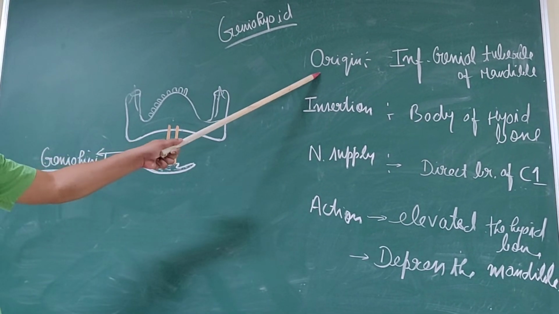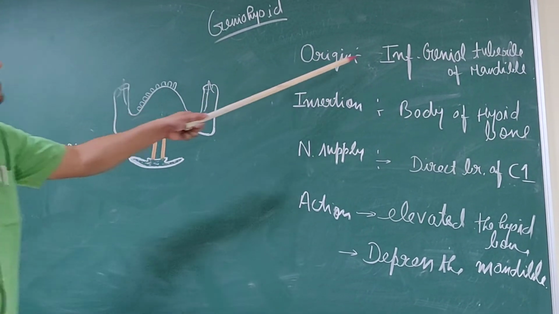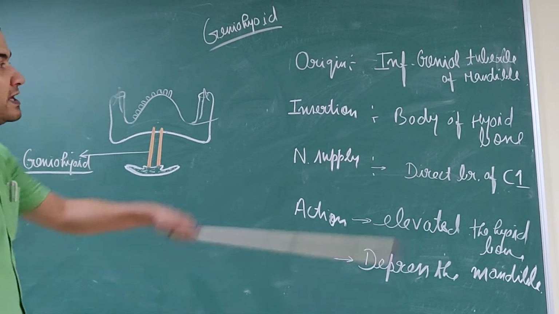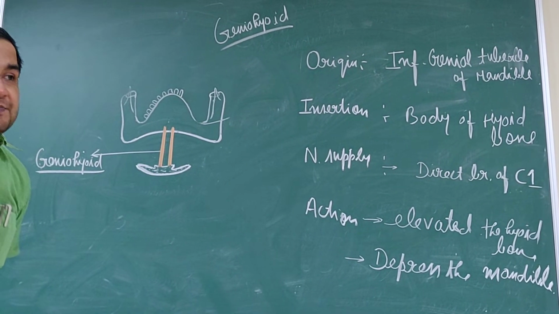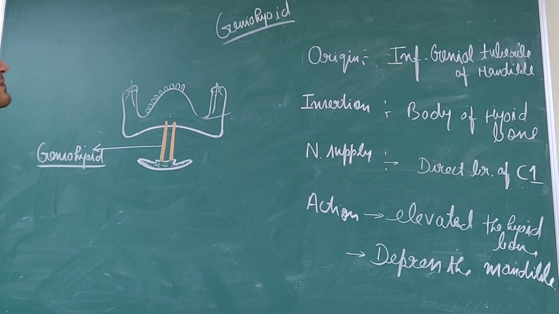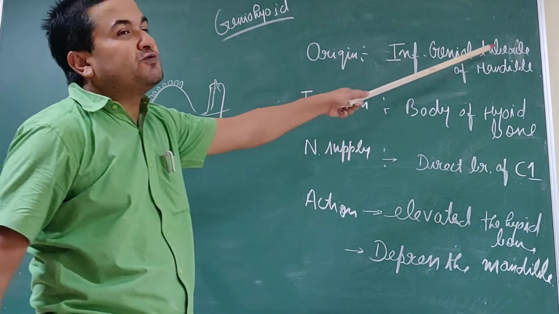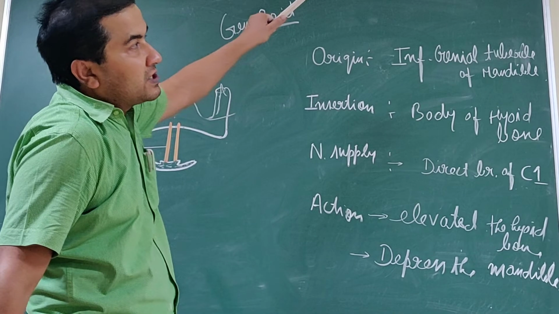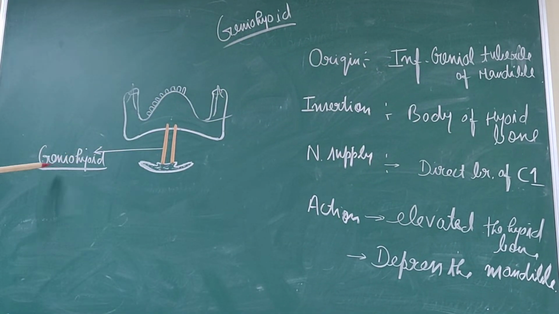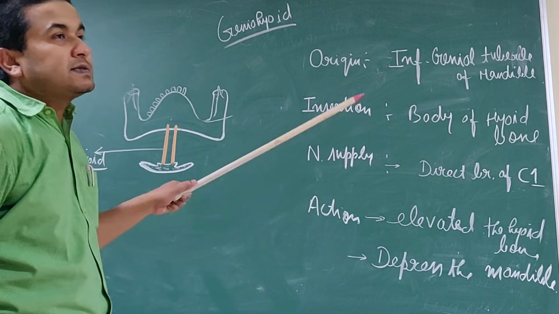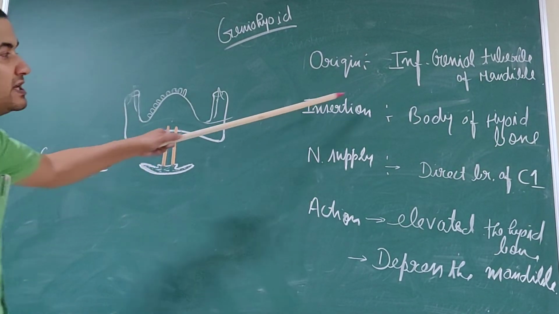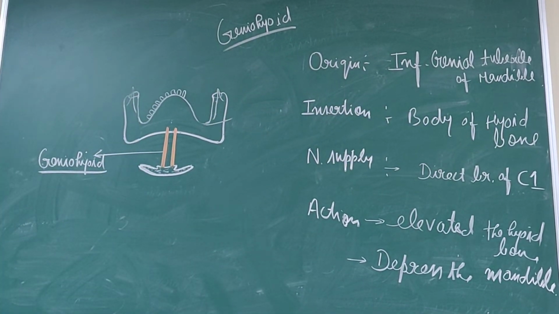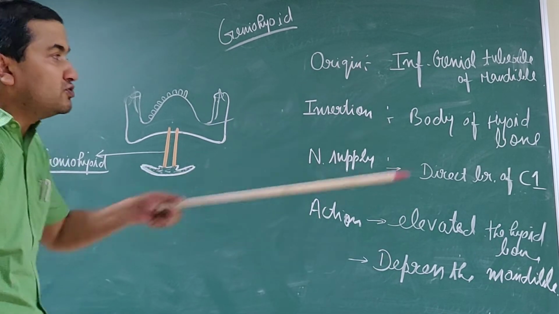If you see the origin, these muscles take origin from the inferior genial tubercle of the mandible. This inferior genial tubercle is present on the inner aspect of the symphysis menti. Above it is the superior genial tubercle that gives origin to the genioglossus muscles. So above is the genioglossus and below the tubercle is the geniohyoid muscle. These muscles run downwards and backwards and are inserted on the body of the hyoid bone, on the medial aspect of the mylohyoid muscles, deep to the mylohyoid muscles.